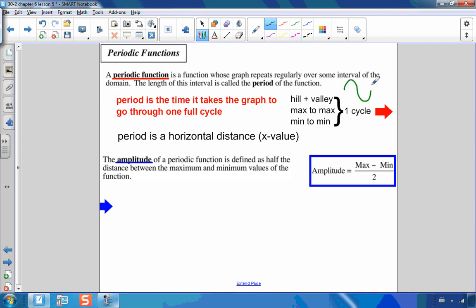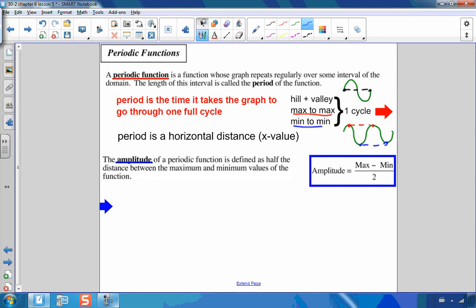Or we could say the time it takes to go through a max to max, so from a maximum to a maximum, or a minimum to a minimum. Okay, or again, one hill, one valley. You'll notice that all of those are horizontal distances. So I'm talking about the distance along here, or here, or here. So it's a horizontal distance. So to find that, we're going to use x values to find the period.